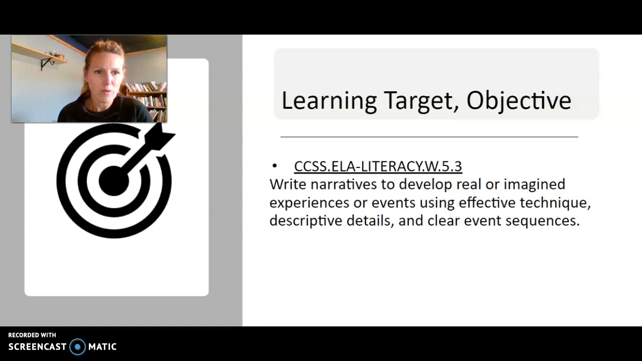All right, so here is the learning target for this model lesson that I'm showing you today. This comes from the Common Core. It's a grade 5 literacy ELA standard. And so this one is writing narratives to develop real or imagined experiences or events using effective technique, descriptive details, and a clear event sequence. This would be my overarching objective for the entire unit.